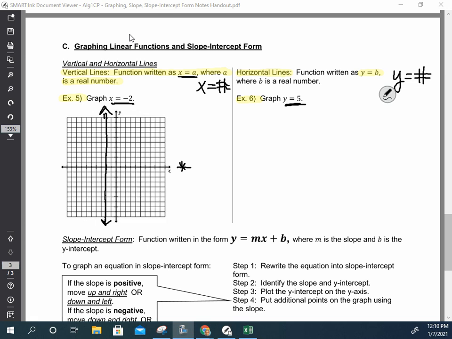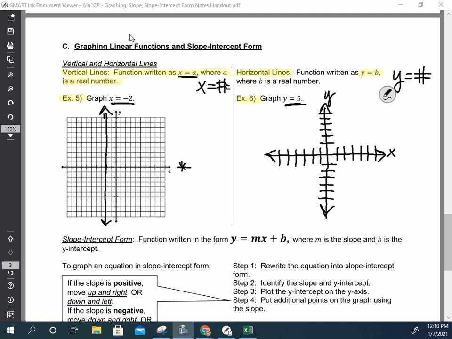So now, this is how you graph it if you don't have any graph paper. First thing you're going to do is draw an x-axis and a y-axis, and then you're going to put some tick marks. So I'm going to put 6 on each side. There you go, I have a graph.